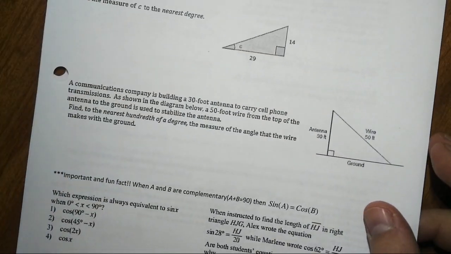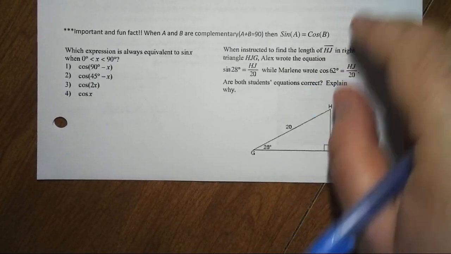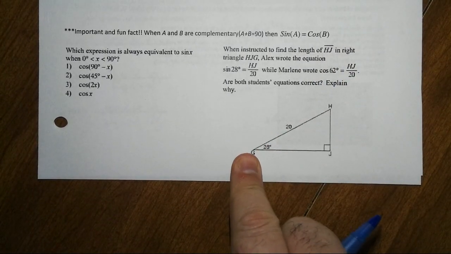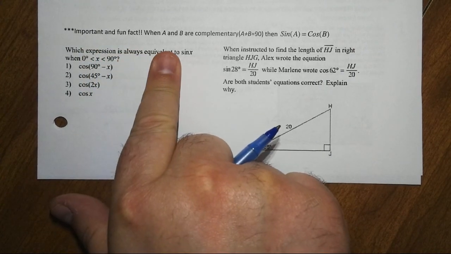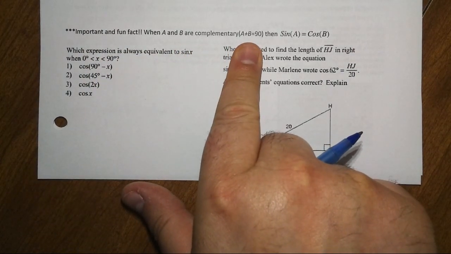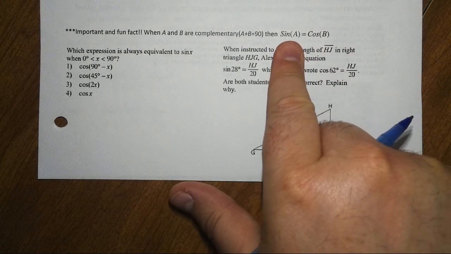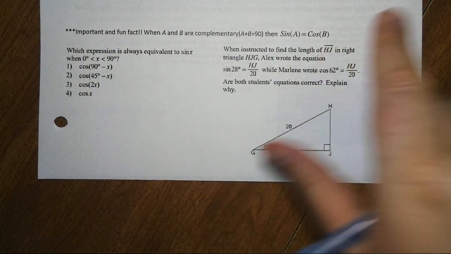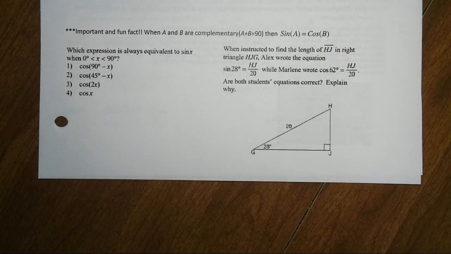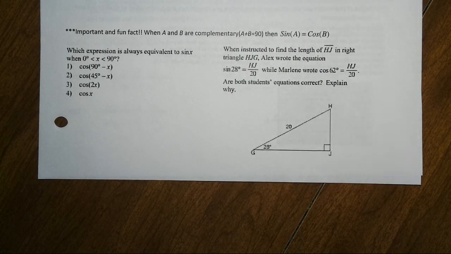Right now we're flipping to page 3. And we're going to head on down to the bottom here. Okay? This is what you need for the homework tonight. Important fun fact. When A and B are complementary, so A plus B equals 90, then the sine of A is equal to the cosine of B. All right? So let's pick two numbers that are complementary. Let's choose 50 and 40.